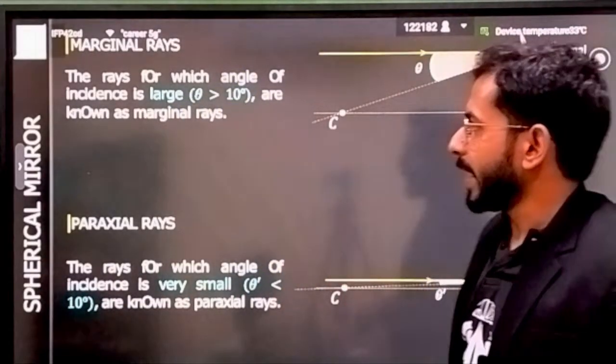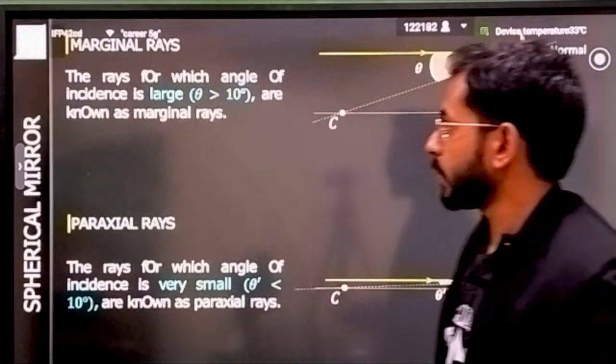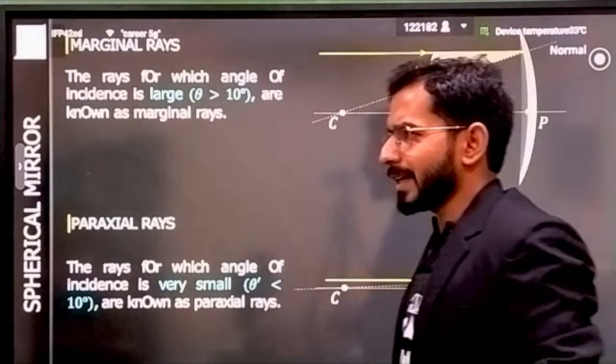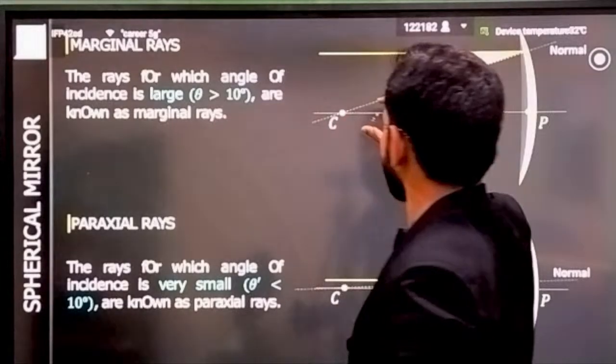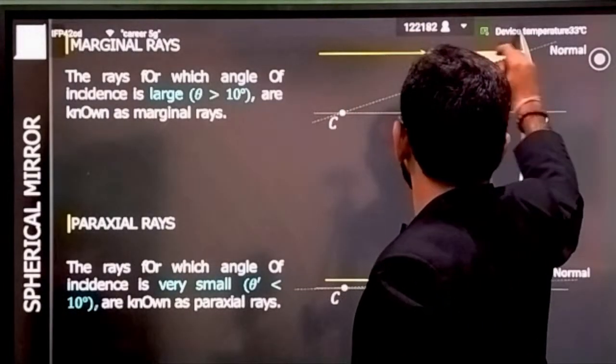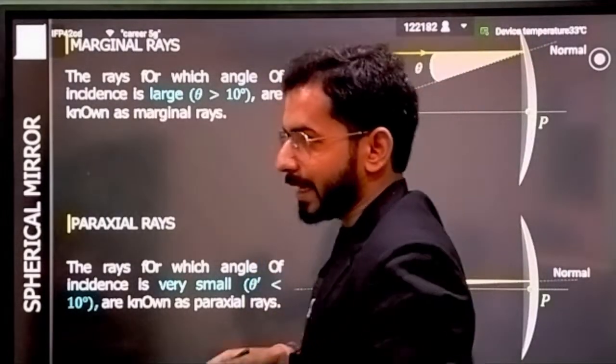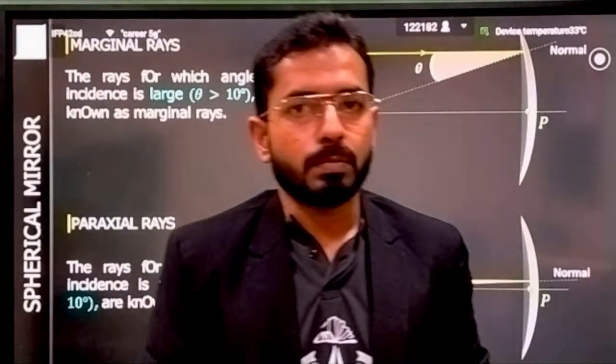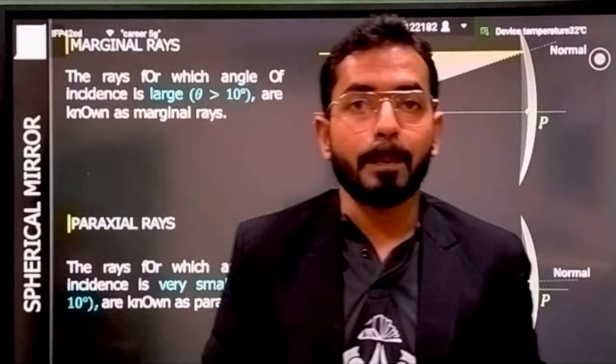Now there are two kinds of rays. One is marginal rays, and the second one is paraxial rays. Marginal rays means the angle at which the ray is coming on the mirror is greater than 10 degrees. But the majority of the calculations that we are going to do in this chapter are for paraxial rays.